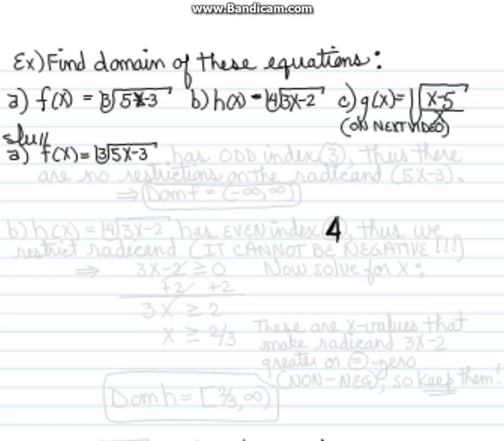Now, I don't have enough room to do part C. I'm going to do that on the next video. So let's do part A and B. Part A, f of x equals the cube root, the third root of 5x minus 3.